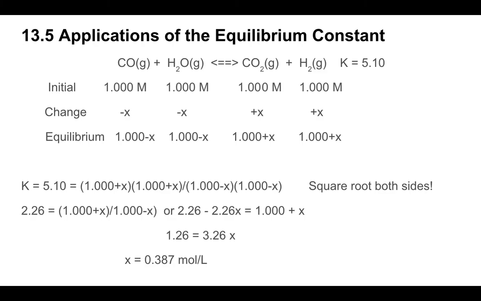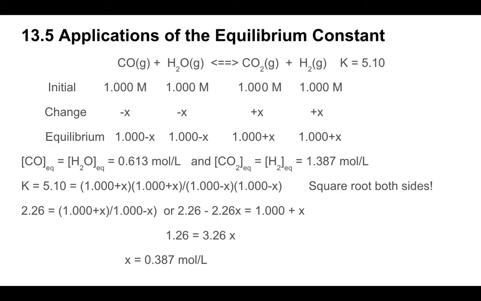Now, we're not quite finished. We've found X. That's where you'd stop in a math problem. But remember, this problem said find equilibrium concentrations for all 4 species. So let's go back up and do that.